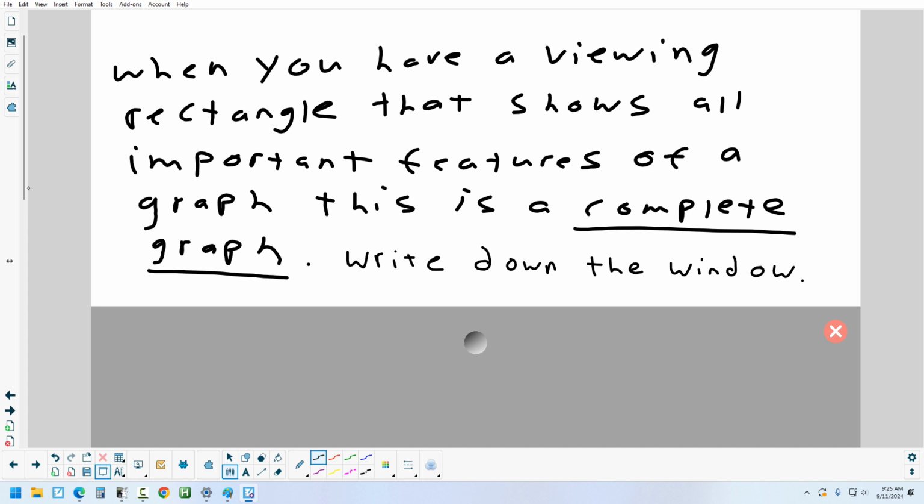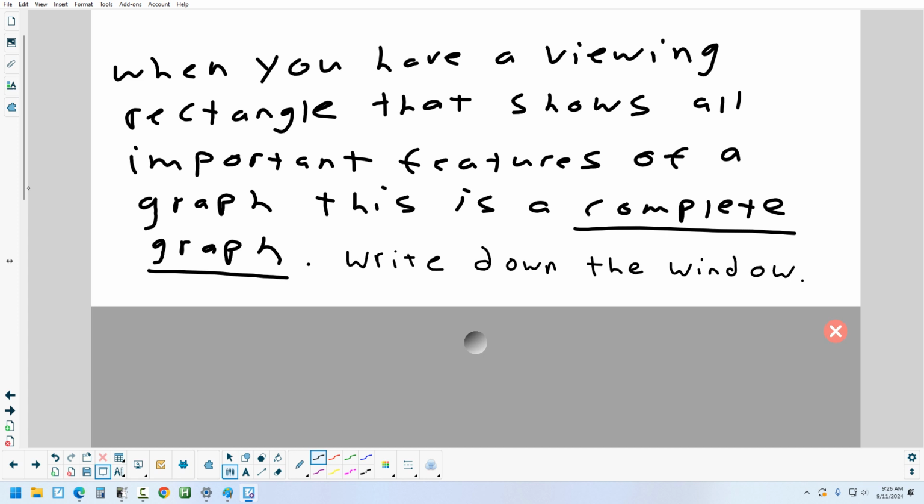When we do this zooming in and zooming out to try to see our graph, like the last problem we did, we had to zoom out. We couldn't see where the two graphs crossed. Once we zoomed out and we could see where they crossed, that's called a complete graph or a complete window. Once you have a window that shows you all of the important things in your graph, that's the window you want to write down.